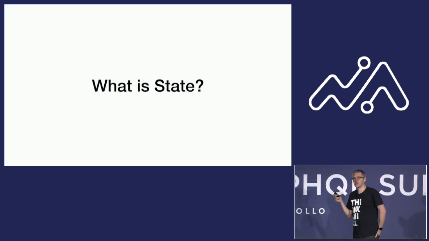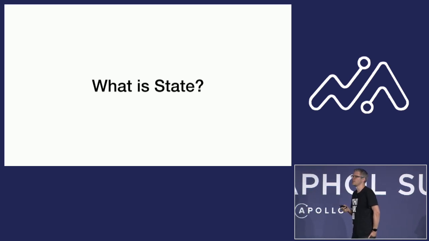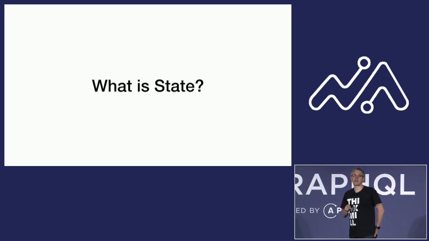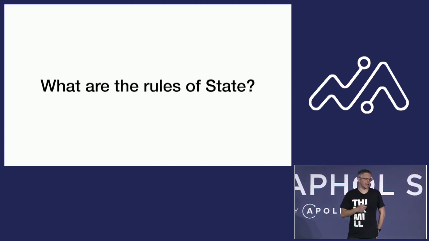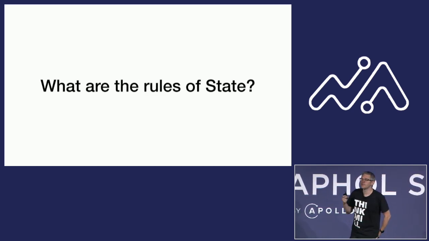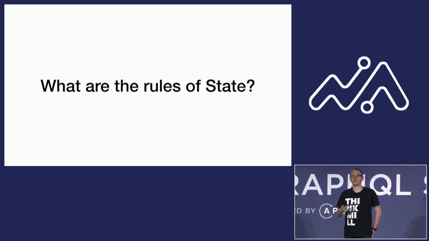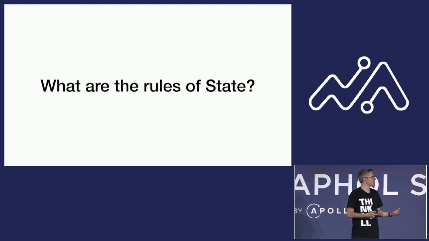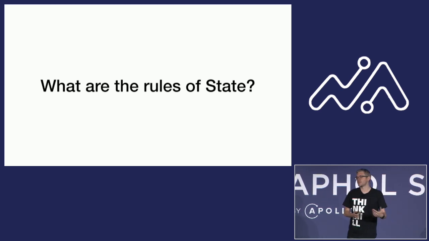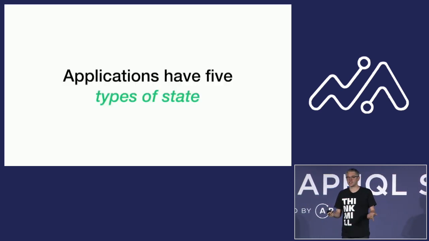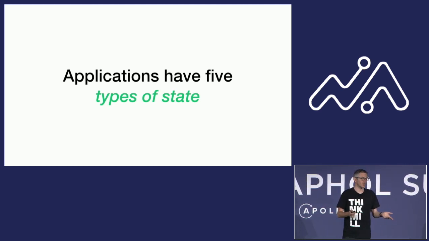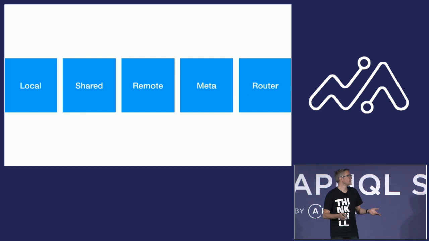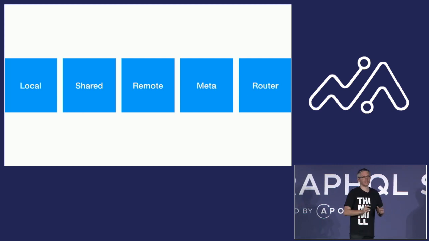This is a really hard question to answer because it's going to be different on every app. So I took a step back and started thinking instead, maybe we can define the rules of state. If we can identify the rules of something, then we have a bit of a better chance of actually identifying what it is. And so I actually spent quite a bit of time thinking about this and came up with this answer that applications have 5 types of state. And here they are.